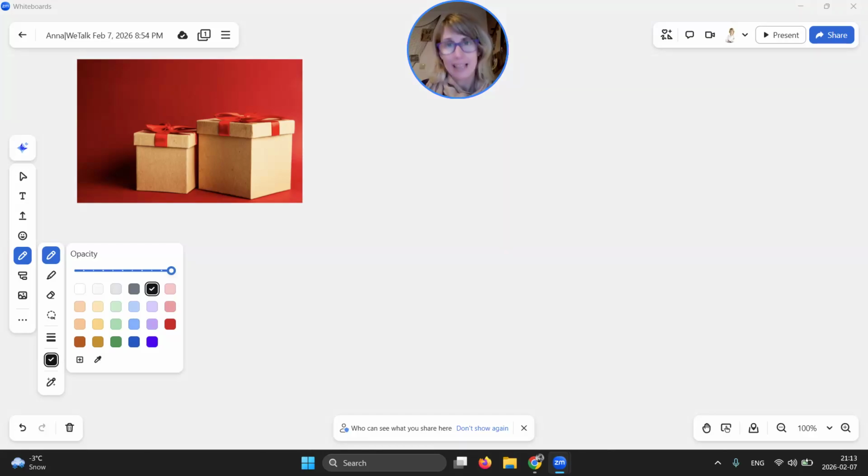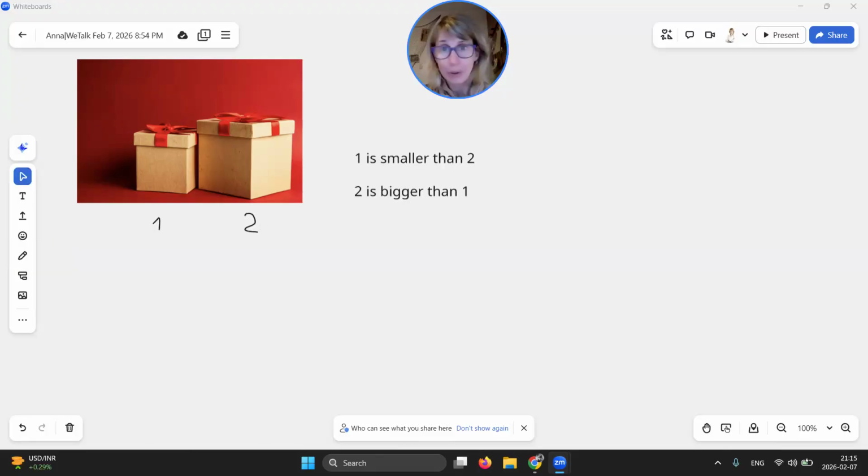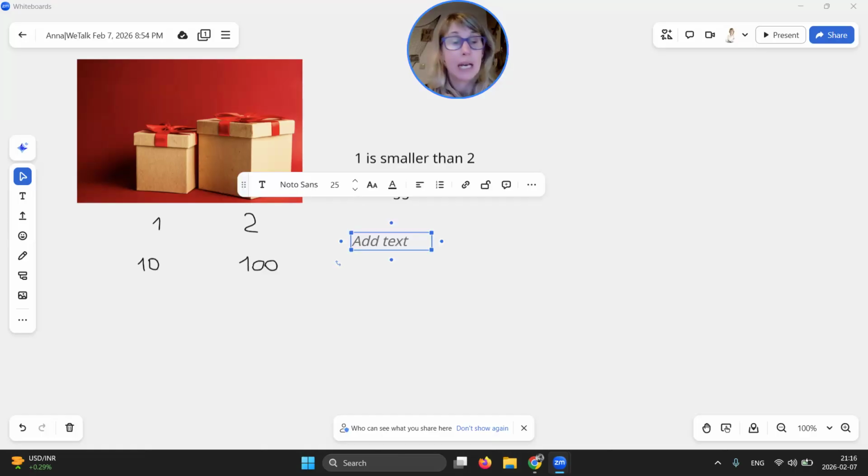How to compare things. Let's imagine that we have two ideas for Christmas presents. This is number one, and this is number two. As you can see, number one is smaller than number two, and number two is bigger than number one. We know that gift number one costs about 10 euro, and gift number two costs about 100 euro.